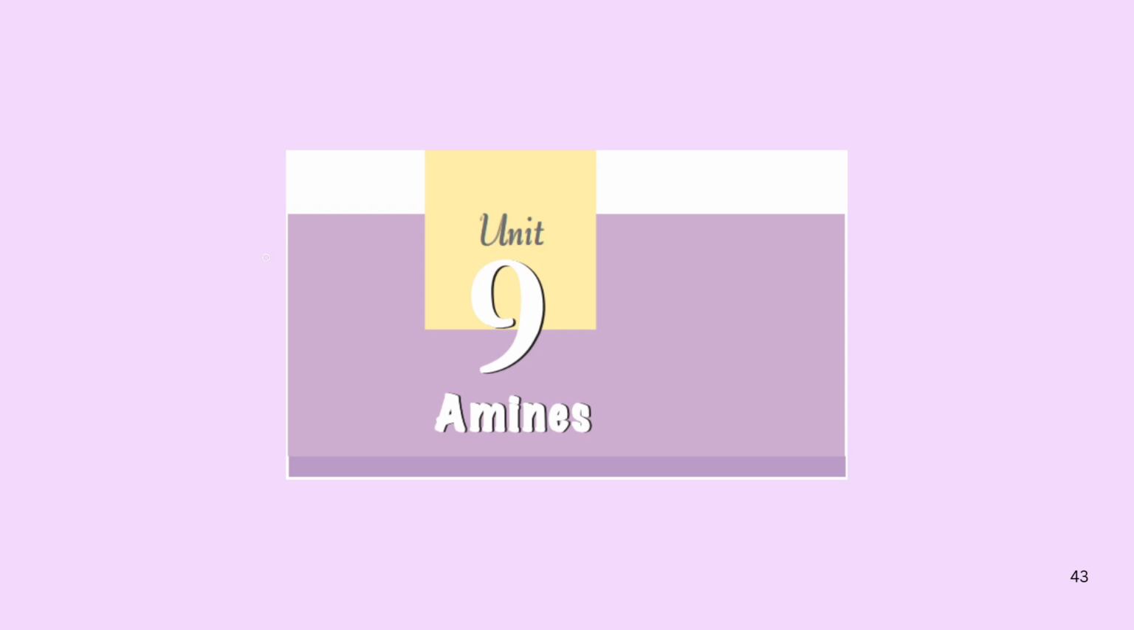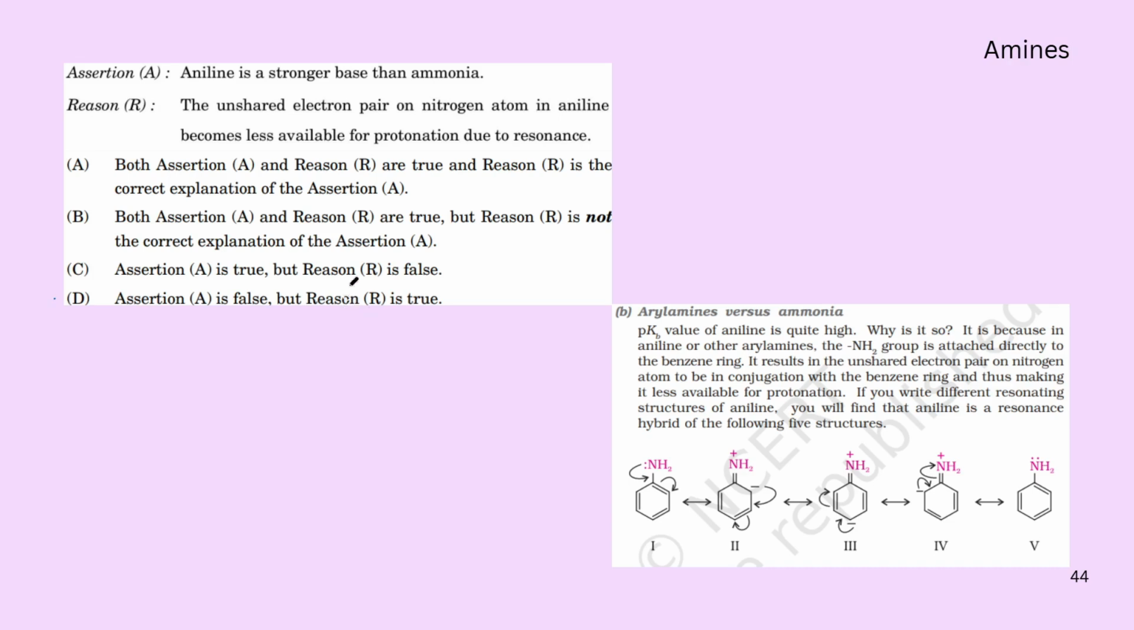The next questions are related to the chapter amines. So the first one is an assertion and reasoning question. Aniline is a stronger base than ammonia. The unshared pair of electrons on nitrogen in aniline becomes less available for protonation due to resonance. The value of pKb of aniline is actually quite high, and this obviously means that aniline is a weaker base compared to ammonia. We just discussed pKa value. The concept is quite similar, where when you have a lower pKb value, it makes a stronger base. When you have a higher pKb value, it is a weaker base.